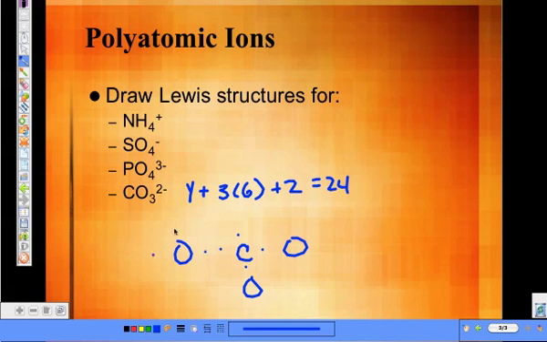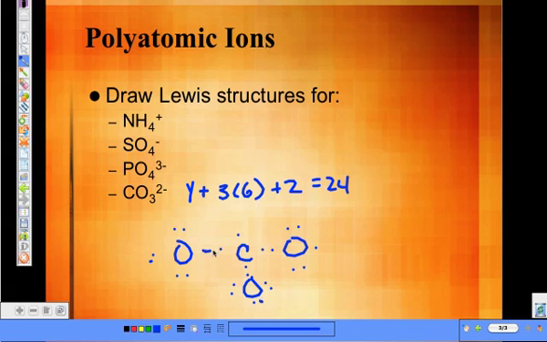1, 2, 3, 4, 5, 6 for each oxygen. And then we get to add 2 anywhere. Where should we add them? I'll give you a hint, not carbon. It'll just make things simpler if you add the extra electrons to one of the elements that are on the outside. It'll make things a little easier for us.